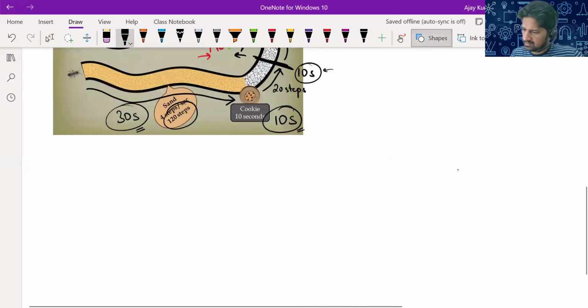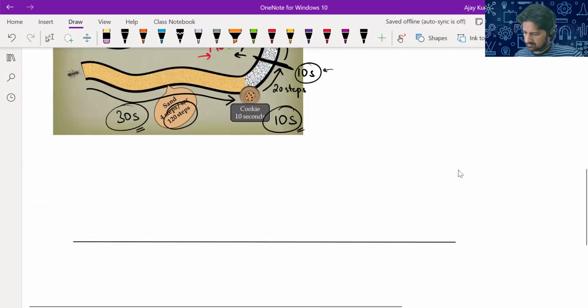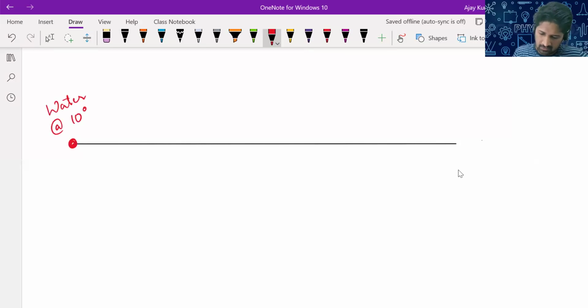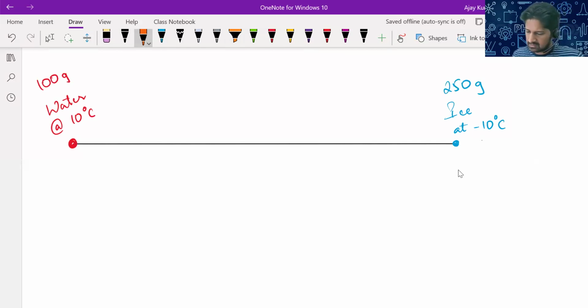Okay, we can just draw a line here. On one hand, we have water at 10 degrees C. On the other hand, we have ice at minus 10 degrees C. Quantities are also given, 100 grams, 250 grams, that's fine. We know there are specific heats, latent heat of fusion and all. In between, there is that stage of state conversion also that can happen. Stages will complete. Where they are going to finally meet is what we need to find out.